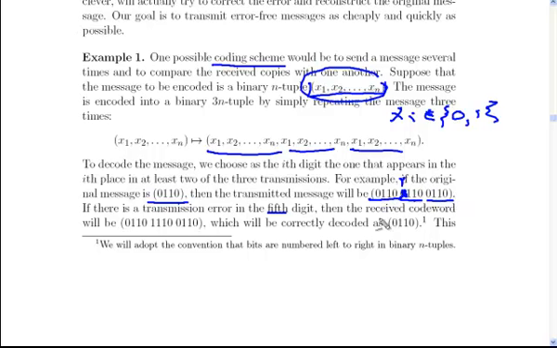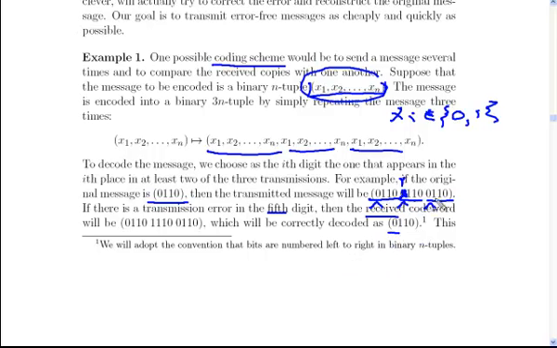So how do we decode this received code word? Well, we do majority rule. To see the first bit in the message, you look at the first bit here, which is 0, the first bit here, which is 1, and the first bit here, which is 0. Two of them are 0, one of them is 1. So most likely it's the 1 that's wrong, and 0 wins. 0 is treated as the first bit in the decoded message.